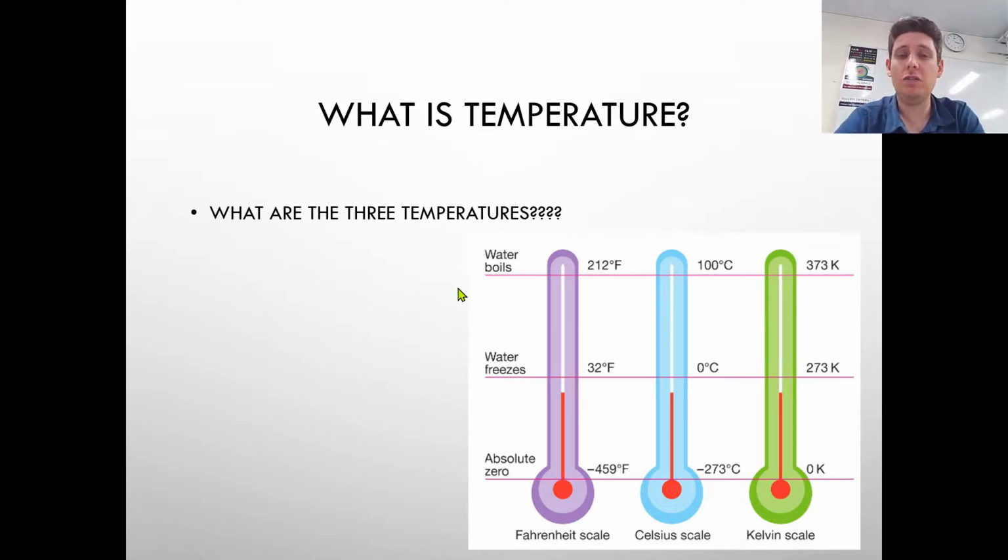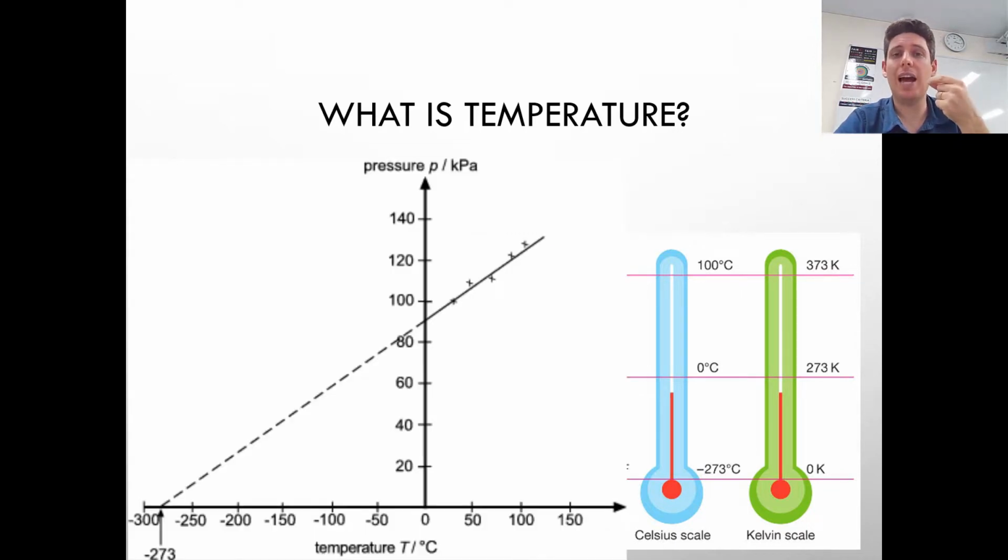We then have the Kelvin scale. The Kelvin scale is based off the vibration of the particles. So again, heat is microscopic kinetic energy. So small particles vibrating. At what point do these particles stop vibrating? This is called absolute zero. And this is what this Kelvin scale is based upon. When you get to 0 Kelvin, that's when the particles stop moving.